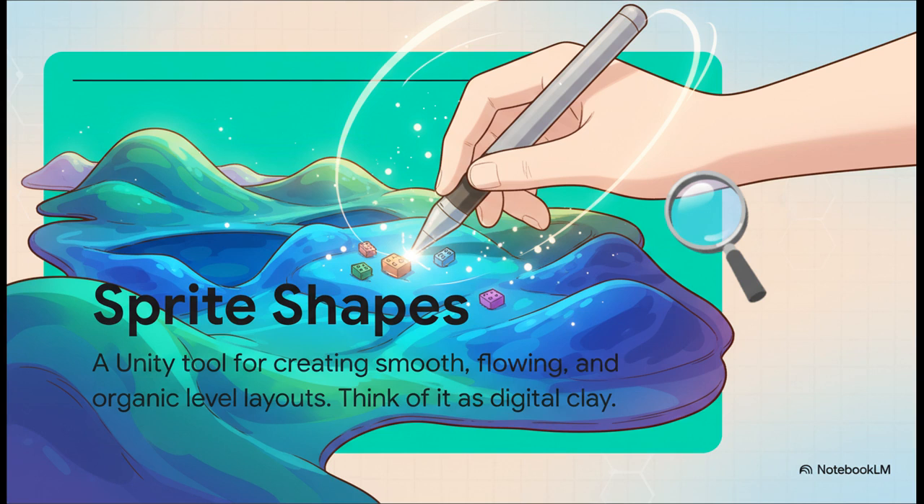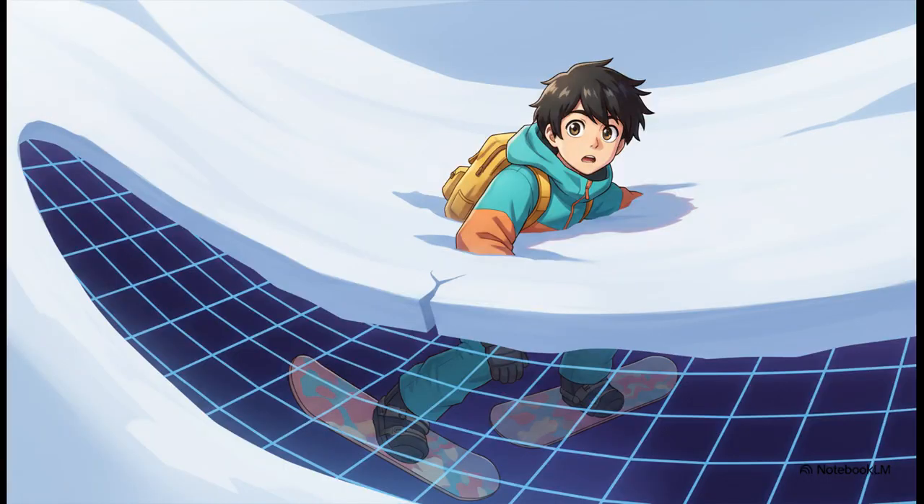Plus, and this is a neat little bonus, it's often way more efficient for the game's memory than using thousands of separate tile sprites. Okay, so we've used our sprite shapes, and now we've got this gorgeous, flowing landscape on the screen. It looks perfect. But there's a pretty big problem. Right now, it's just a visual. It's just a picture. If we were to drop our snowboarder into the game, they'd fall right through it like a ghost. The visual part is there, but the physical part, the part that actually makes it solid ground, is completely missing. So how do we fix that?